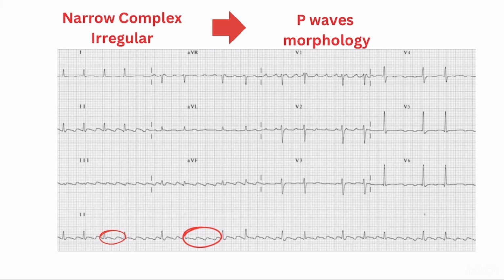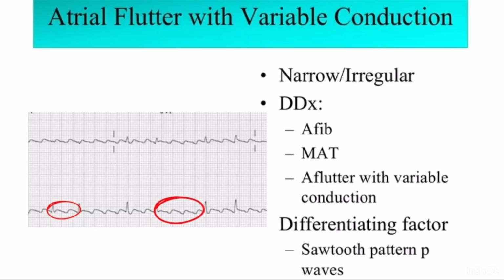The 3 differentials are 1. Atrial flutter with variable conduction, 2. Atrial fibrillation, 3. Multifocal atrial tachycardia. Final diagnosis, atrial flutter with variable conduction, confirmed by the characteristic sawtooth P waves.